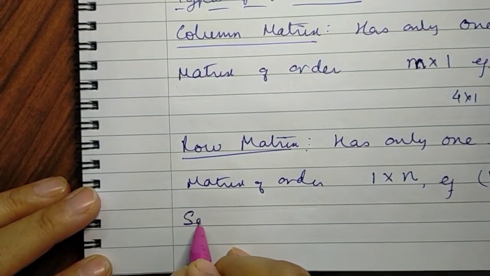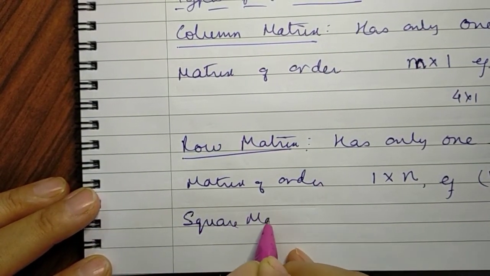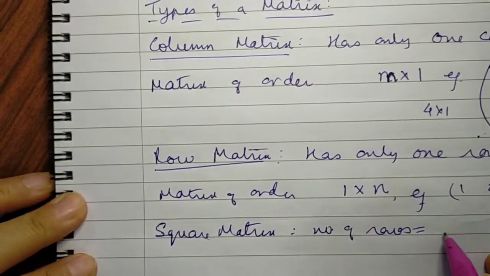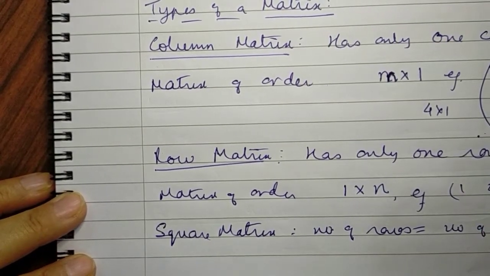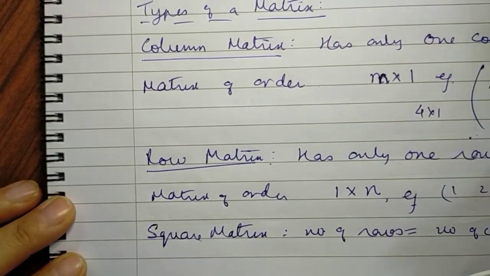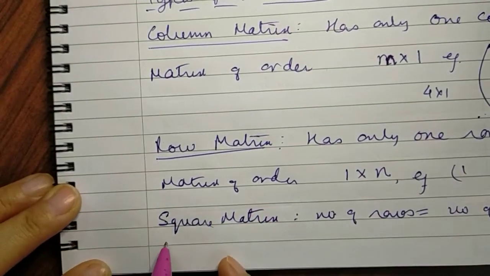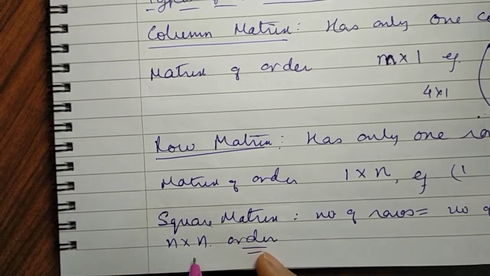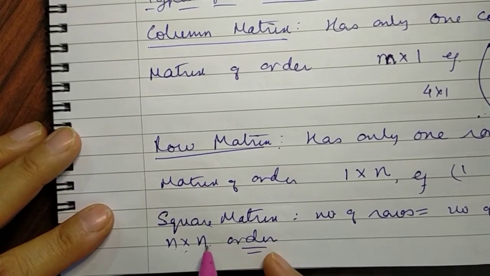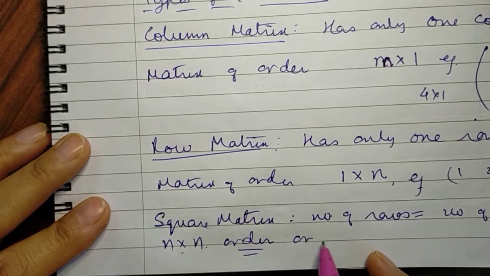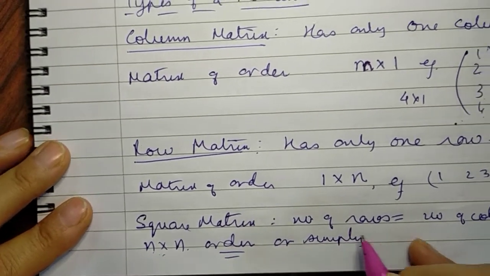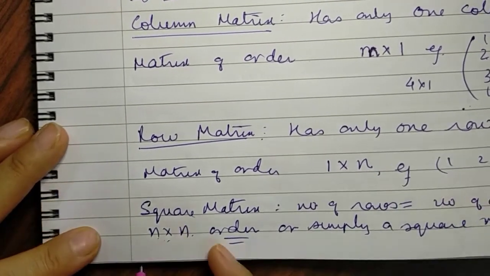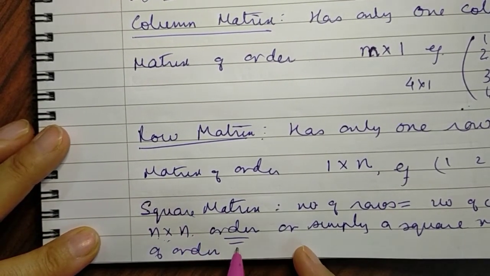Next one is a square matrix, where the number of rows is equal to the number of columns. That is, it's a matrix of order n by n. Here we could have written it as m by m, but usually we prefer writing n by n, or simply a square matrix of order n.